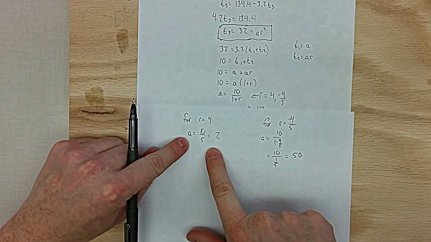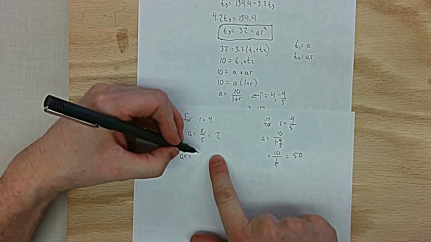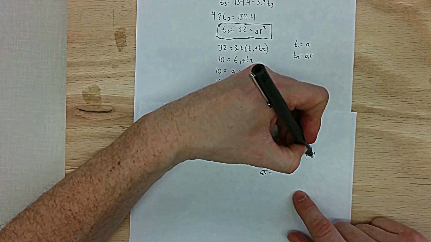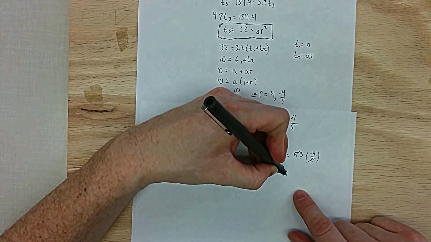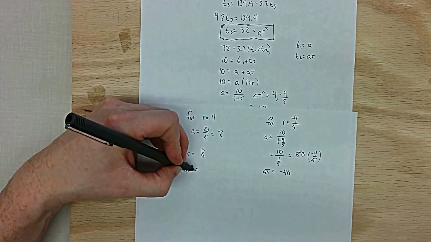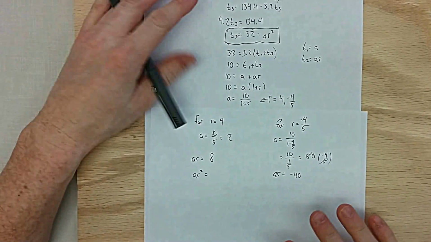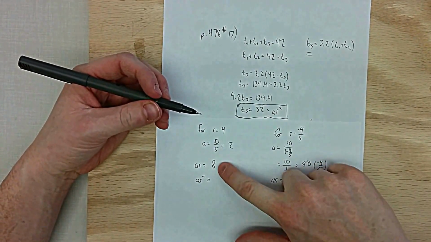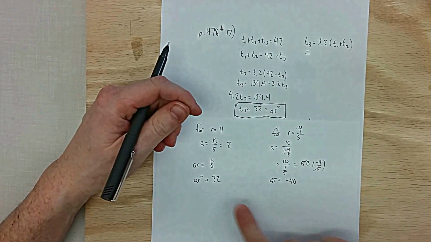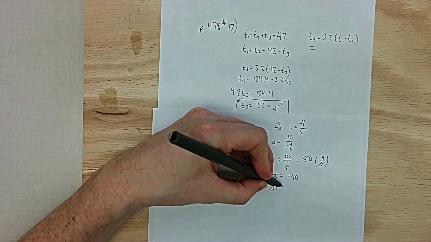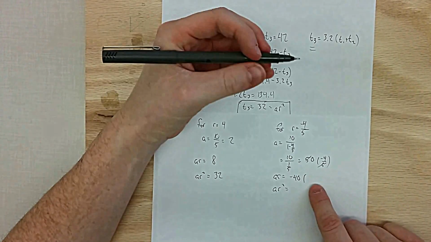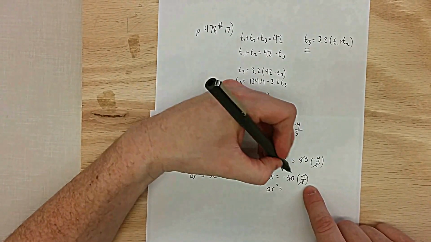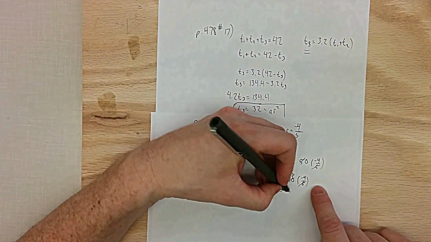My next term will be a times r. So that'll be 8. Over here, a times r, if I multiply that, I'll get negative 40. And ar squared, well, I already know that from earlier. ar squared is equal to 32, but I can verify that. 4 times 8 is, in fact, 32, so that works out. And then over here, ar squared should equal 32. Let's just double check. If I multiply negative 40 by negative 4 over 5 to get my next term, I get 32. Negative 8 times negative 4 is, in fact, 32.